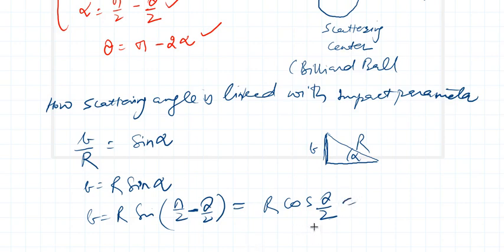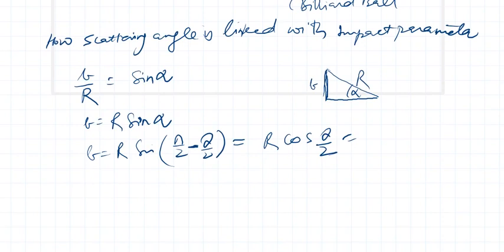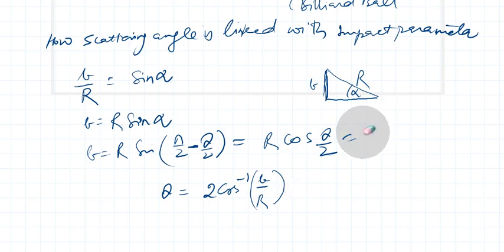ठीक है, तो ये मेरे पास जो इक्वेशन आ जाती है. And we can also calculate from here theta. So theta क्या आ जाएगा? Theta comes out to be 2 cos inverse B over R. आप कर सकते हो. You can do this calculation from here on your own. So this is the required expression for the scattering angle and impact parameters.